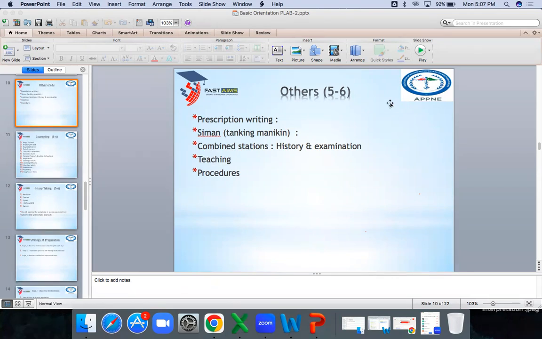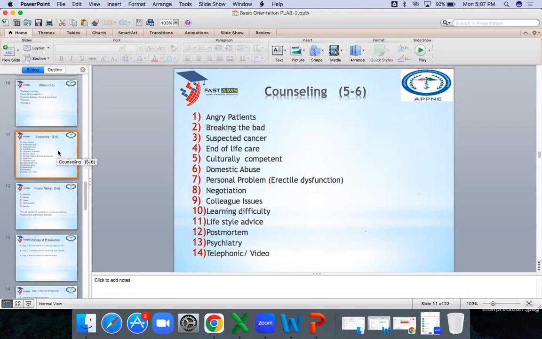So the combined stations are history taking and the examination stations. This will be covered in our course as well. So these are actually the 1, 2, 3, and 4. These 4 sections will be covered in 1 week. Okay. So this will be our timeline because this is a smaller section. However, this carries 5 to 6 stations, because I have already given the orientation, marks distribution and all that. That's why I shared it with you guys last night. Okay. Let's come to the counseling.